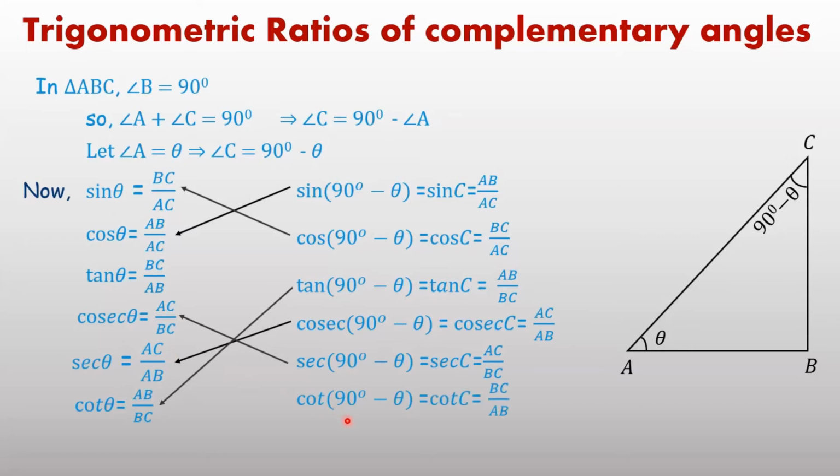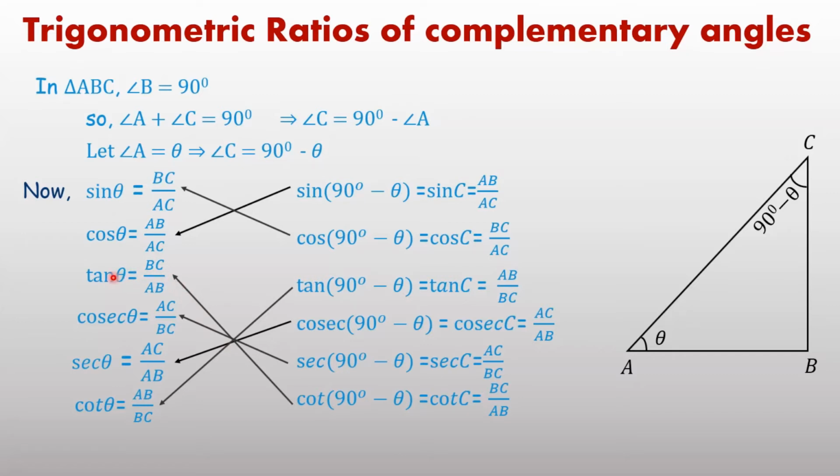Similarly, next and last ratio, cot 90 minus theta. Cot 90 minus theta means cot C, and cot C is the reciprocal of tan C, therefore BC upon AB. And BC upon AB in the first column we have written as the value of tan theta. Therefore, cot 90 minus theta equals tan theta.